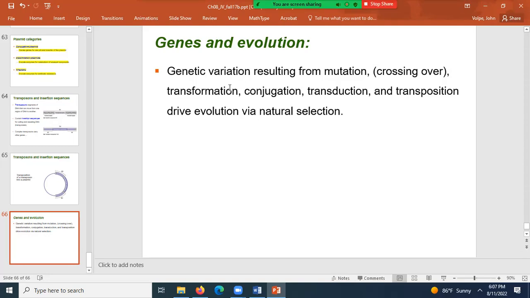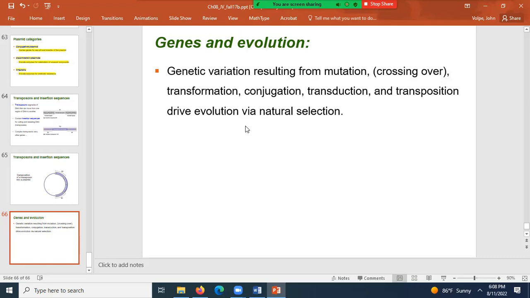But anyways, genetic variation resulting from mutation, spread around by crossing over and transposition, meaning the genetic variation can make new gene combinations with crossing over and transposition. Then transformation, conjugation, and transduction can move the new genetic variation to new individuals, and that drives evolution.